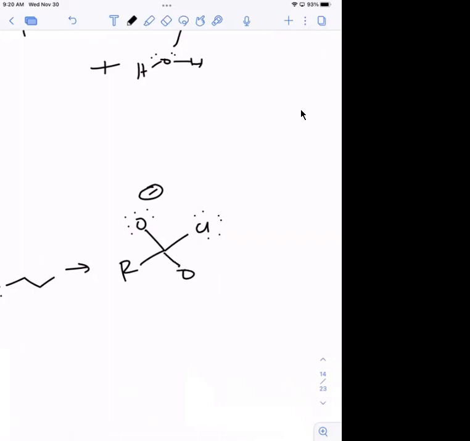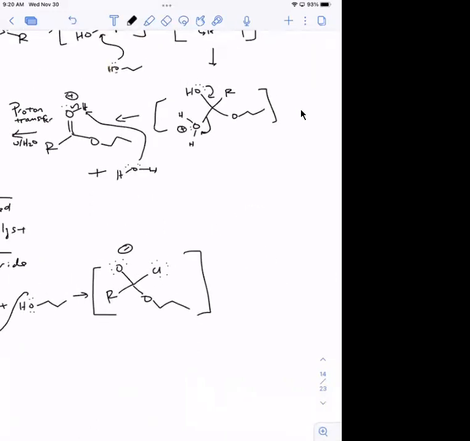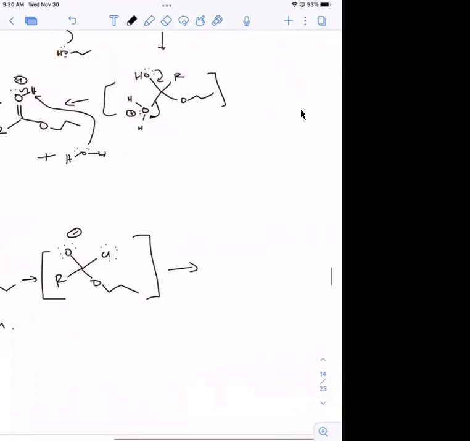And then this is where my alcohol attacks. Right, this is a much faster mechanism. Actually, those acid chlorides react with anything. When you open the cap to the bottle, they start reacting with the water in the air. It's that fast. Right, so this is the addition step. And then, of course, I want to get to the ester, so I'm just going to eliminate like so.